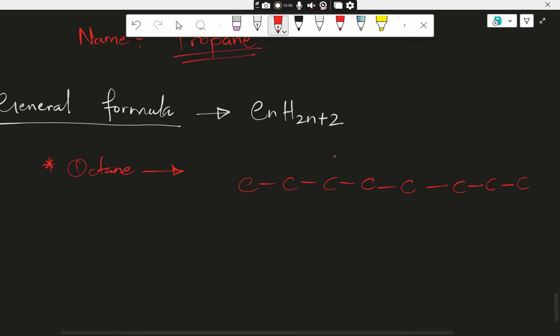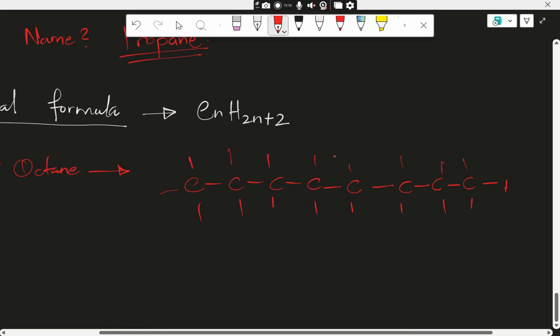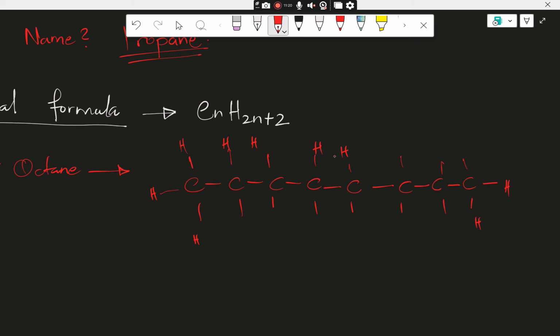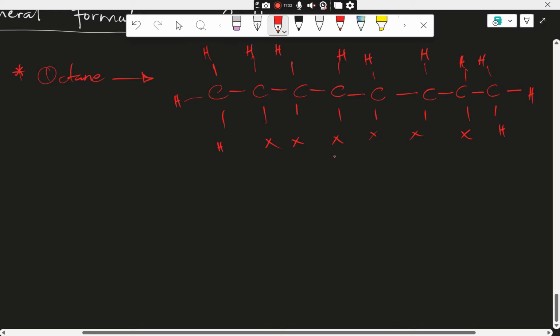1, 2, 3, 4, 5, 6, 7, and we have another one. Structural formulas are nice, but they are a lot of work to draw, because you have to draw everything, and it also takes a lot of time. Those X's represent H. I just don't want to waste a lot of time writing H's, but those X's represent hydrogen. So you have eight carbons.